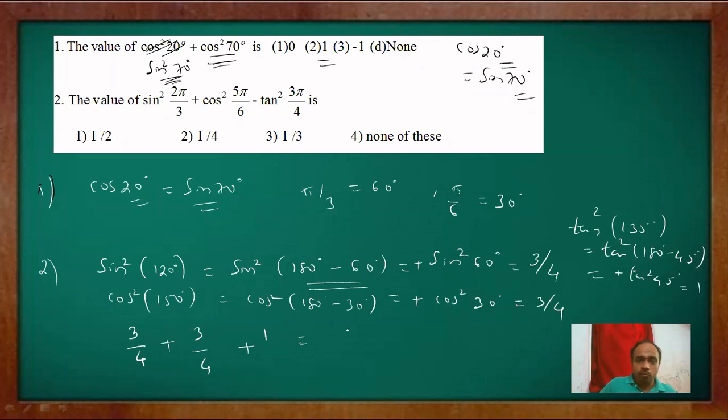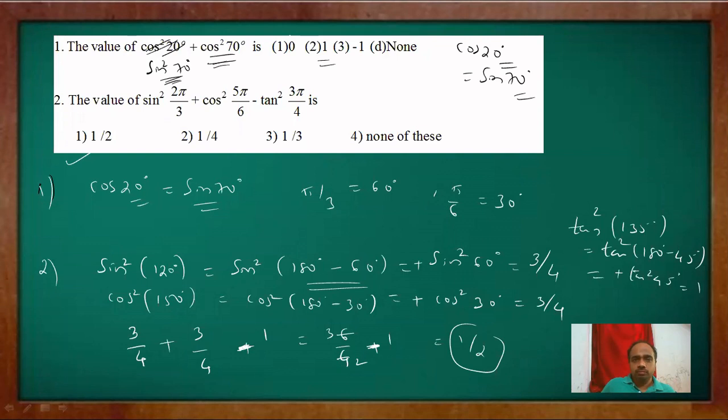So 3 by 4 plus 3 by 4 means 6 by 4 plus 1. Is this minus? I'm sorry. This is minus. 6 by 4 is 3 by 2. Then minus 1. So 3 by 2 minus 1. That's absolutely right. 1 by 2. 1 by 2 means option 1 is correct. Option 1, 1 by 2. First option is correct.